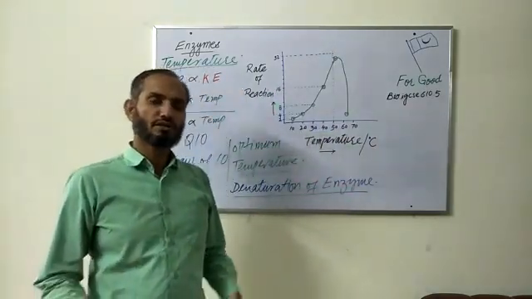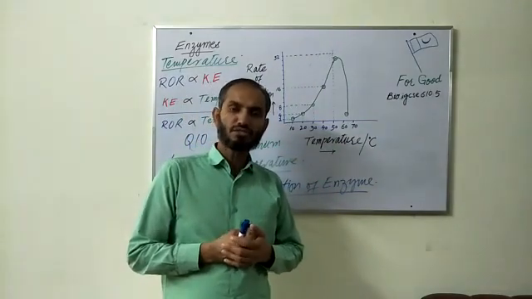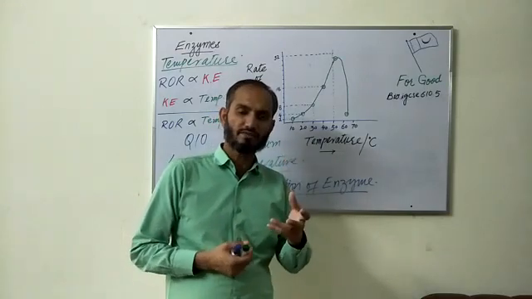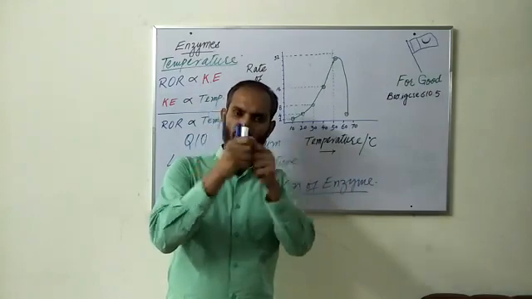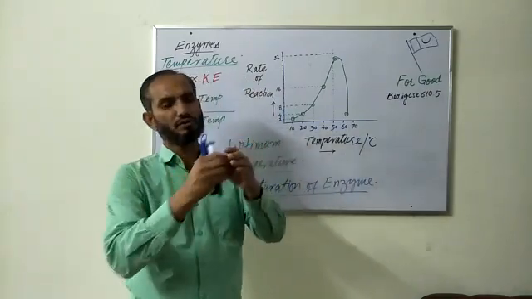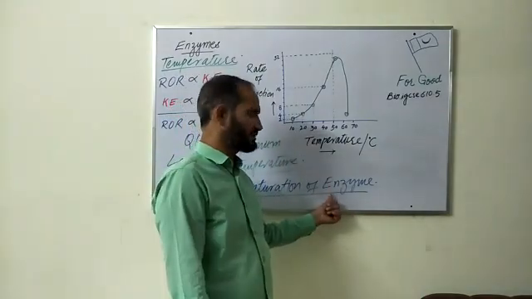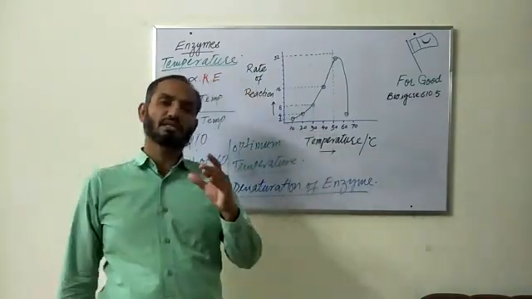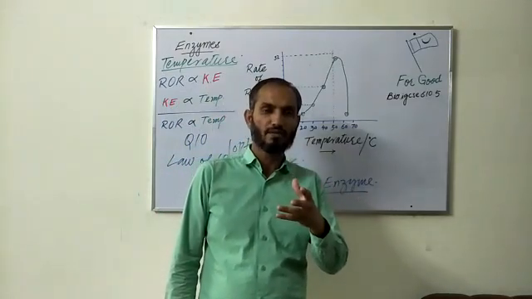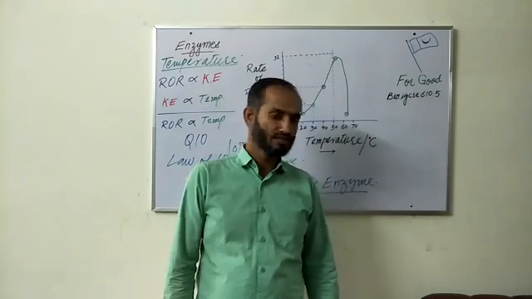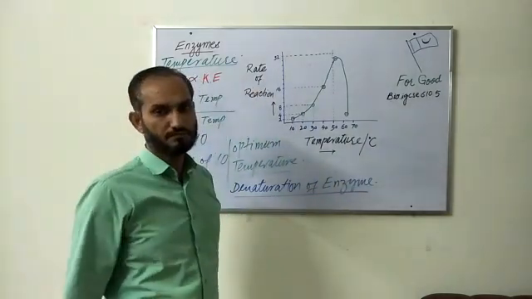Because here there is a very high kinetic energy, but the 3D shape of active site is distorted, so that even though they are colliding with each other very frequently, they are unable to fit into each other. The substrate is unable to fit into the active site. This is called denaturation of enzyme. And this change in the 3D shape of the active site of enzyme is irreversible. That is, once an enzyme is denatured, it cannot be renatured.